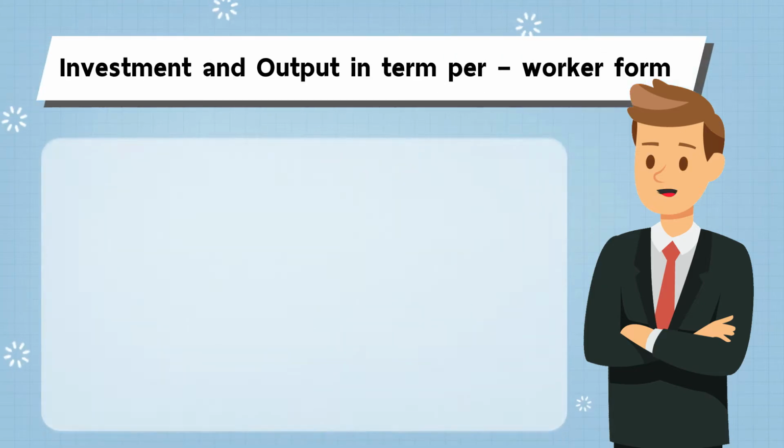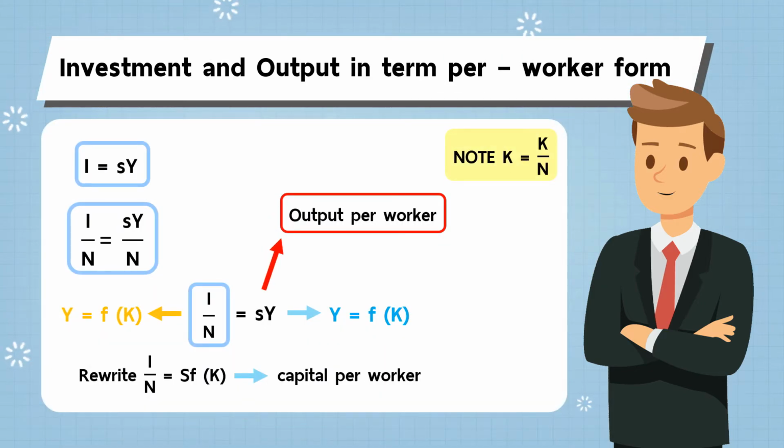Next, investment and output per worker. To calculate investment and output in per worker form, we use the function I equal to small s times Y. We divide the function by N. According to the production function, small y is equal to a function of k. Hence, I divided by N is equal to s times y, in the form of capital per worker, which is I divided by N equal to s times the function of small k, where small k comes from K divided by N.